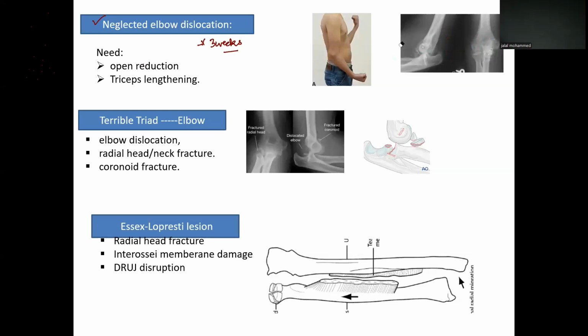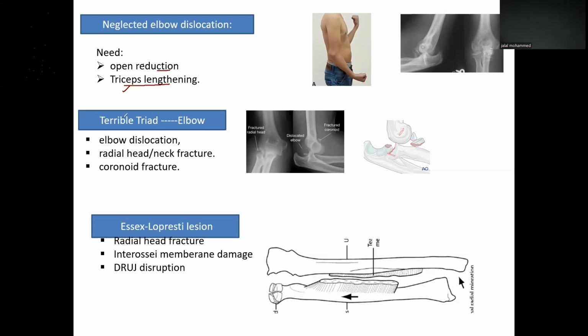So we need to do open reduction, and along with the open reduction, we need to do one more procedure, that is lengthening of the triceps. So if the patient comes to you with neglected elbow dislocation, sometimes we may need to go for open reduction and triceps lengthening also if we are not getting the reduction properly.